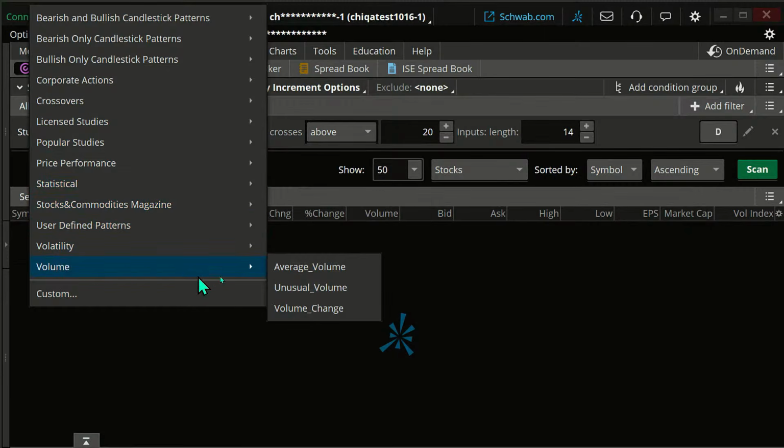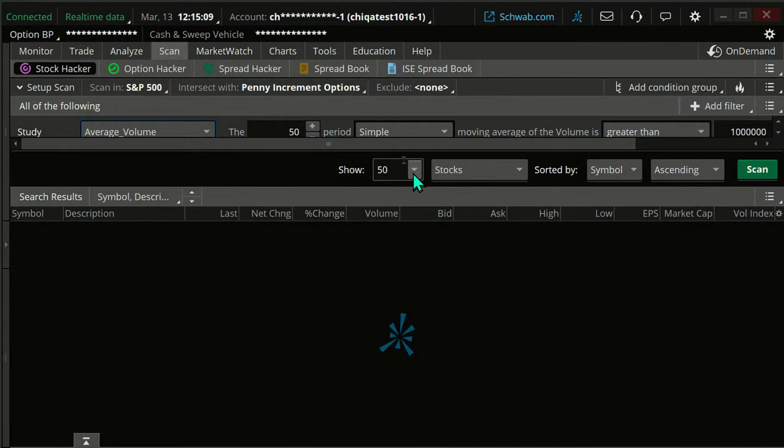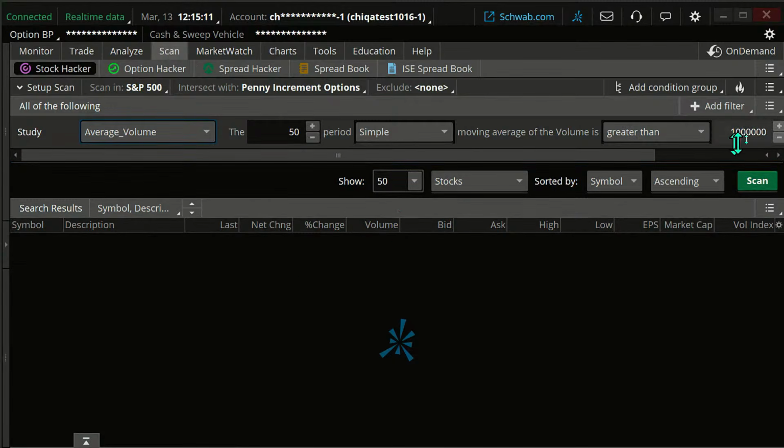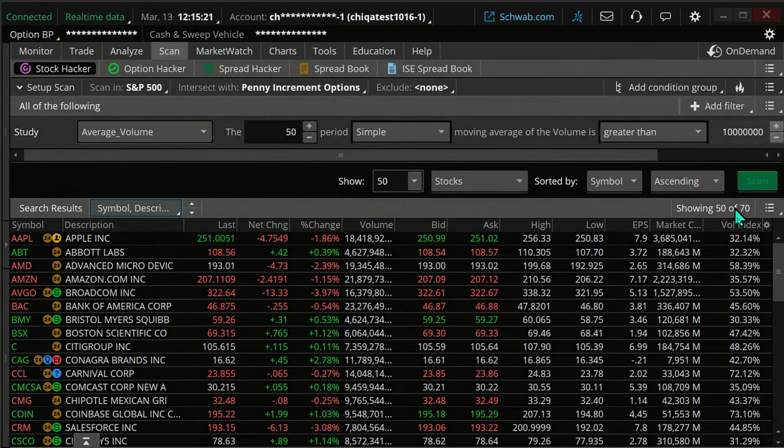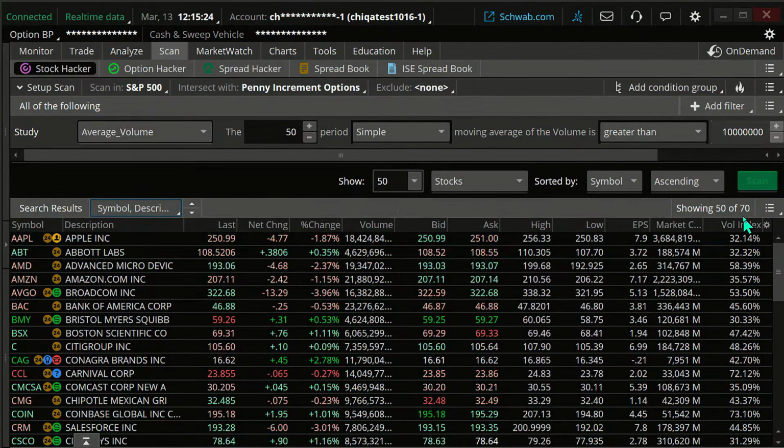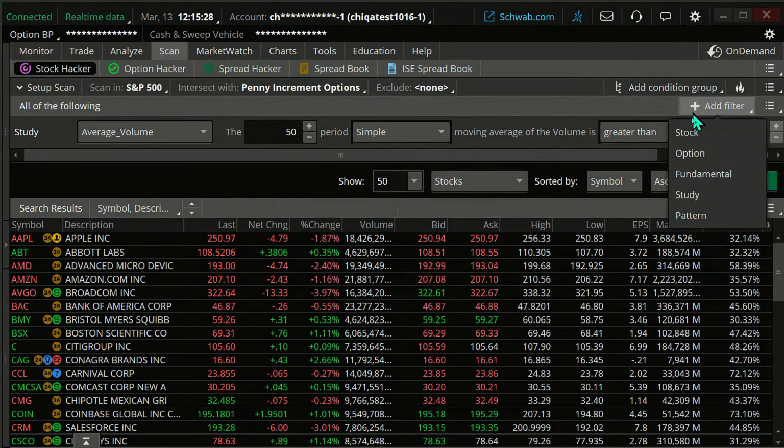I'm going to go to volume, though, and just make sure that average volume is enough. That's a million. A million may sound like a lot, but really it's not that much. I'm going to add another zero in there and make it 10 million. And so now I have 70 total stocks. We'll narrow that down a little bit more, because I don't want any stocks that have earnings coming up.